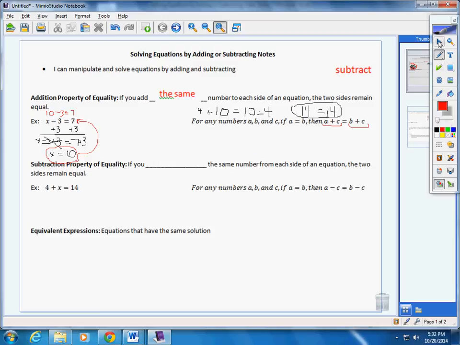Okay, let's move down to the next part here. The subtraction property of equality, it really says the exact same thing, except we're talking about subtraction. If you subtract the same number from each side of an equation, the two sides remain equal.